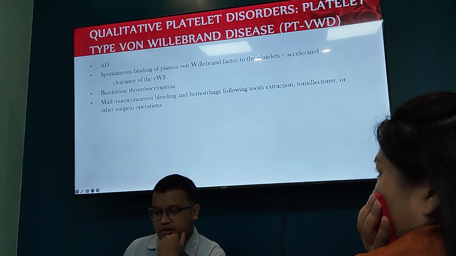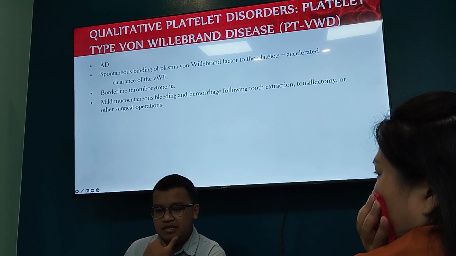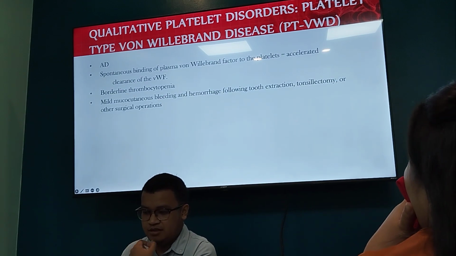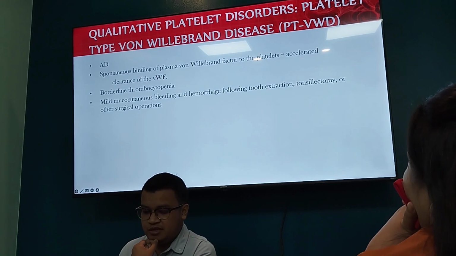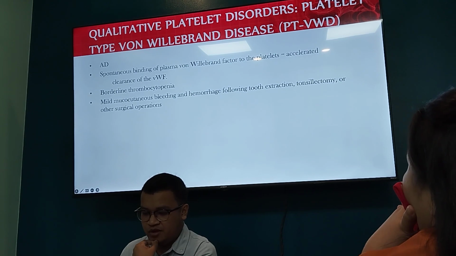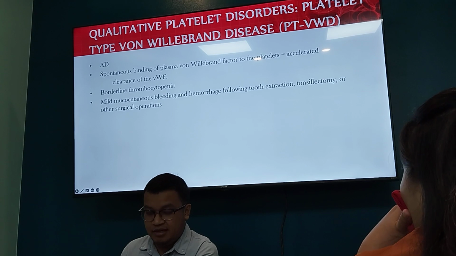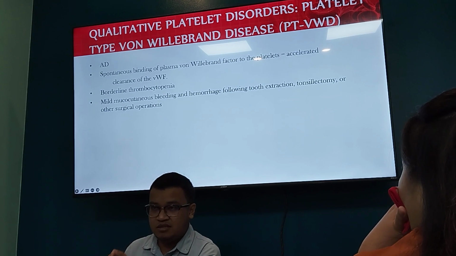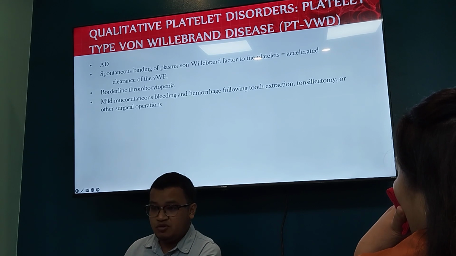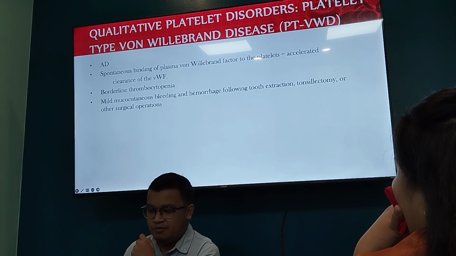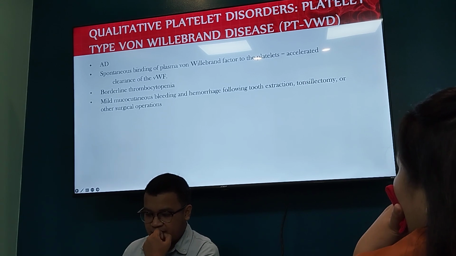Yeah. Alright. So, another disease entity would be your platelet type von Willebrand disease. It is an inherited dominant bleeding disorder resulting in spontaneous binding of blood plasma von Willebrand to the platelets. So, it results in an accelerated clearance. So, kahit walang rason, kahit walang trigger, nag-bind si von Willebrand, and then nakukonsume yung platelets. There's accelerated clearance of your high molecular forms of von Willebrand factor.